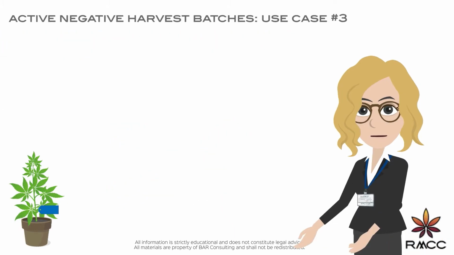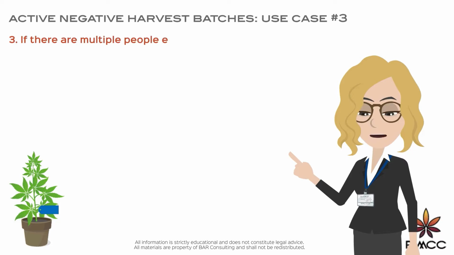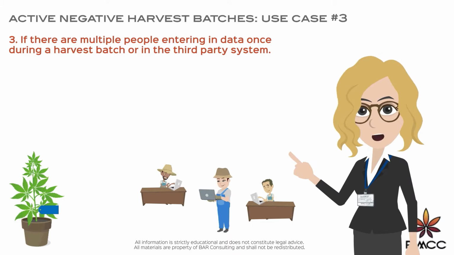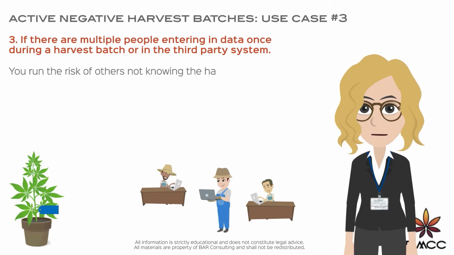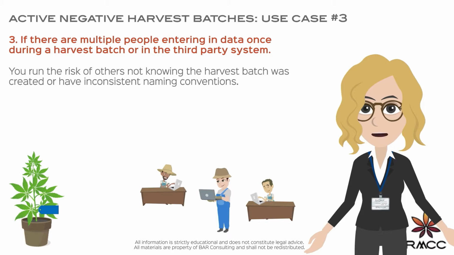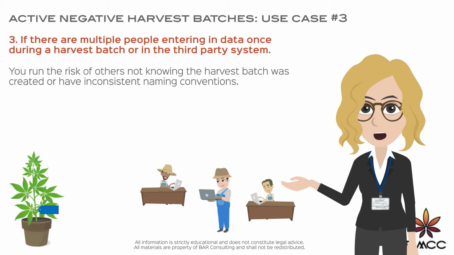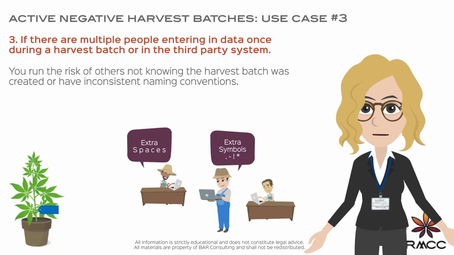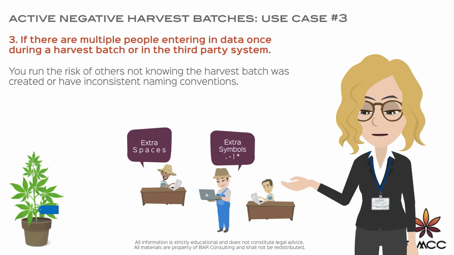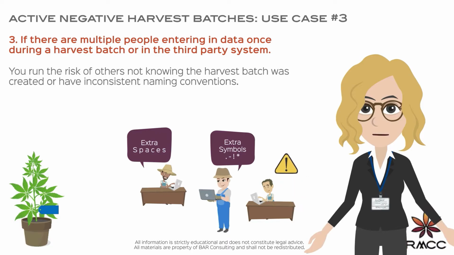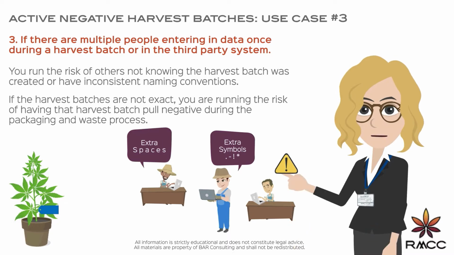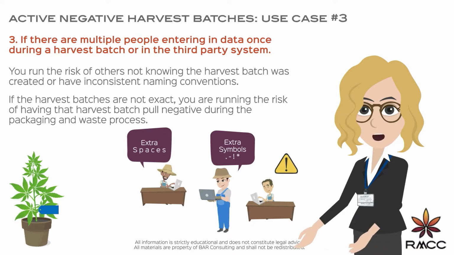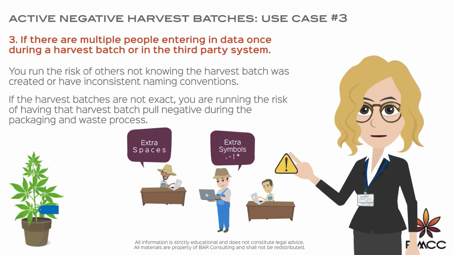And then the third use case to be aware of, I see this a lot of times if there are multiple people entering data at once during a harvest batch, or in the third party system, if it wasn't realized that there was already a previous harvest batch created. And that is if there's extra spaces in the harvest batch, or extra symbols like a period or a dash, and the other harvest batch doesn't have those symbols. So essentially, if those harvest batches aren't exact, you are running the risk of potentially having that harvest batch pulled negative during the packaging and waste process.